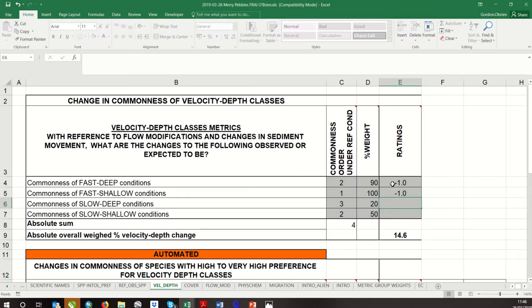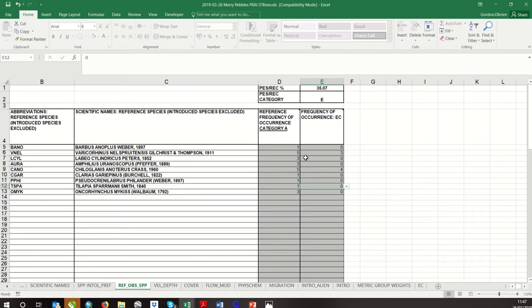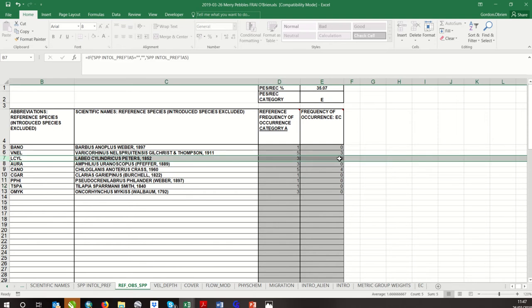So this makes me think that actually, maybe what's happened is that the fast deep habitats have increased. You with me? But if the fast deep and the fast shallow habitats have increased, is that going to influence the species that have high preferences for those habitats? No. That would have been reflected here, where you've rated for labia, for example, you've given it a 3, and then I would have given it a 5, because there would be a higher frequency of occurrence of those individuals.